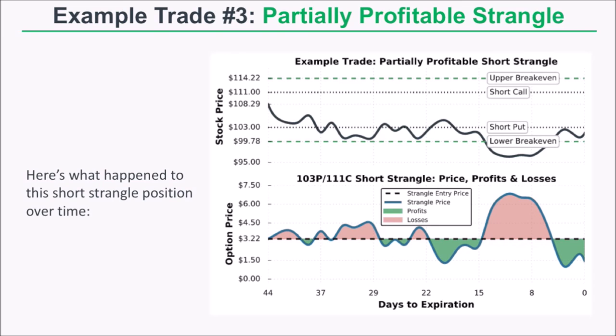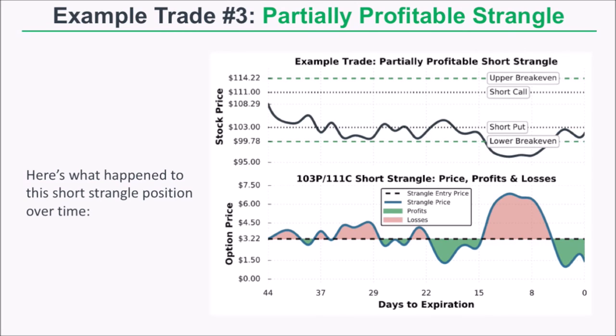In this case, the short put has a value of about $1.50 at expiration, and as we can see there, the short strangle at expiration is worth about $1.50, so that makes sense. Since we sold the position for $3.22 and at expiration it was only worth $1.50, in this case we would have a profit of $1.72, or $172 per short strangle position.